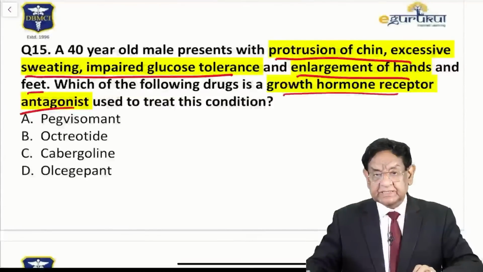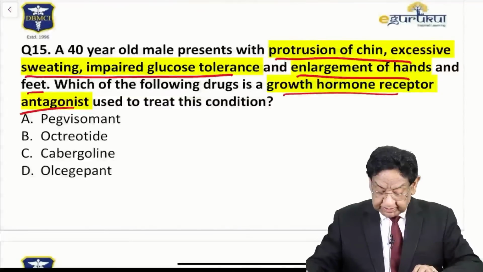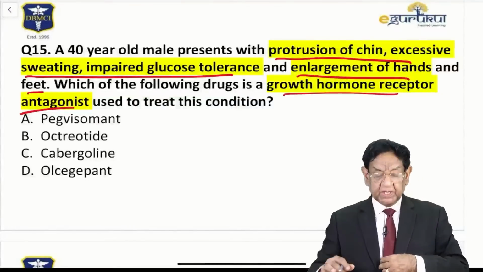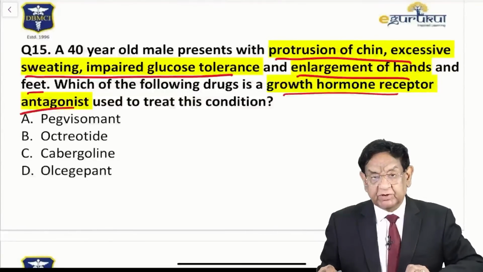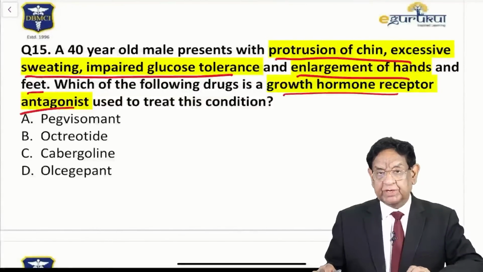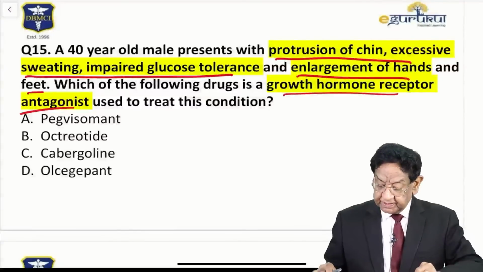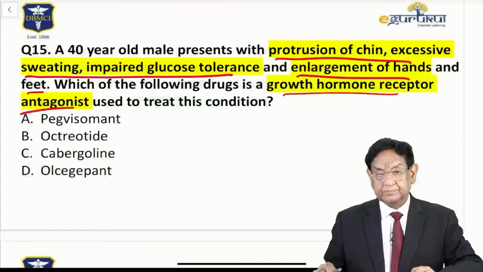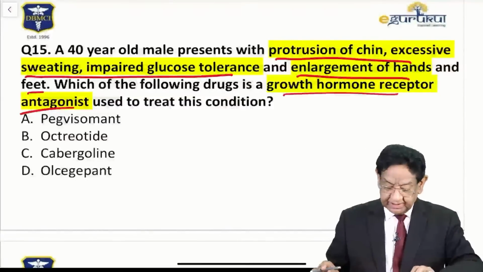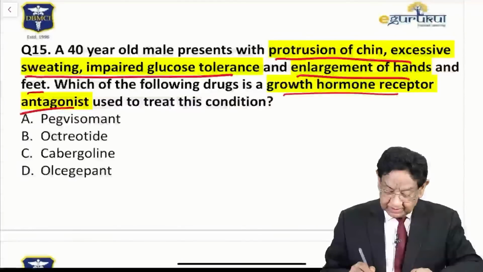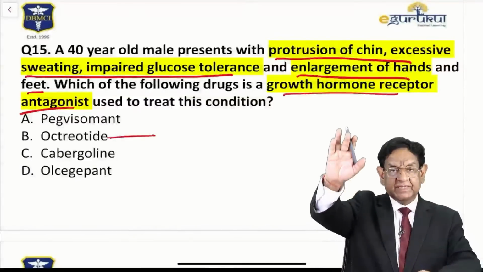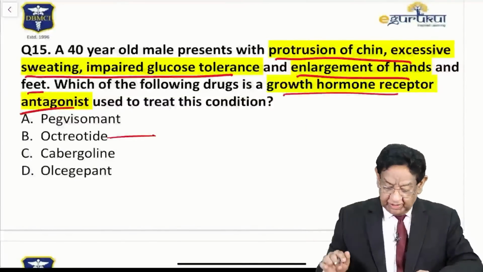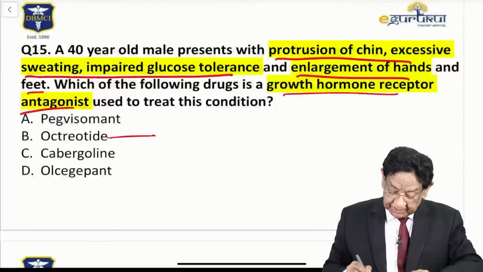But the question is, which is the growth hormone receptor antagonist we like to use? Options are there. Write down the answer in your copy, A, B, C, D quickly. You get 20 seconds to think. Quickly. I'm sure by now you must have done it. Well, the right answer is B. How many of you did B? Raise the hand quickly. Well, B is the most common wrong answer.